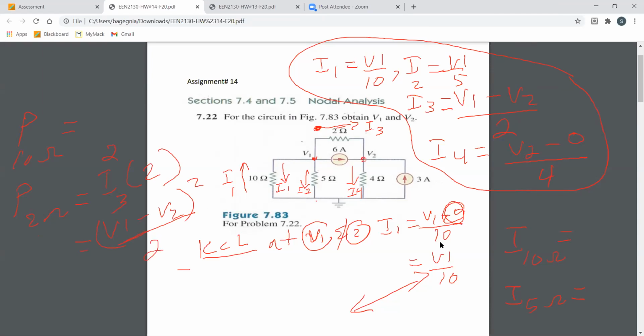So these are the 2 methods we use to find the power. But again, it's easier to use the I squared R rather than using V squared over R. When you use V squared, you have to pay attention to which V we're talking about. The V will be across the 2 ohm resistance, or the V across the 5 ohm resistance. The voltage across the 5 ohm resistance will be V1 minus 0, so it's V1. But the voltage across the 2 ohm resistance is the difference, V1 minus V2.